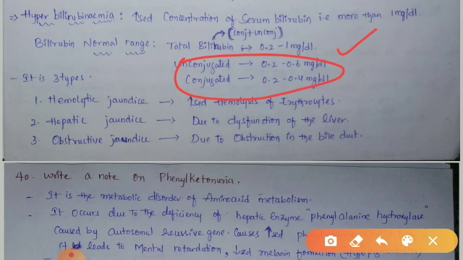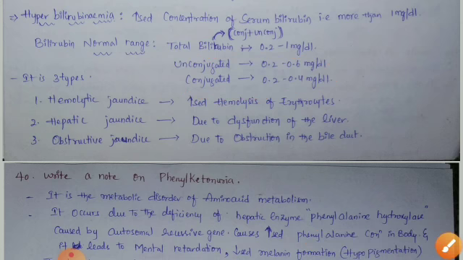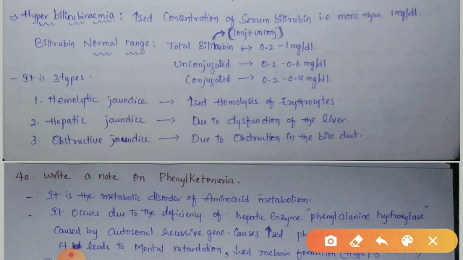Jaundice is of three types: hemolytic jaundice, hepatic jaundice, and obstructive jaundice. Hemolytic jaundice is mainly due to increased hemolysis of erythrocytes.